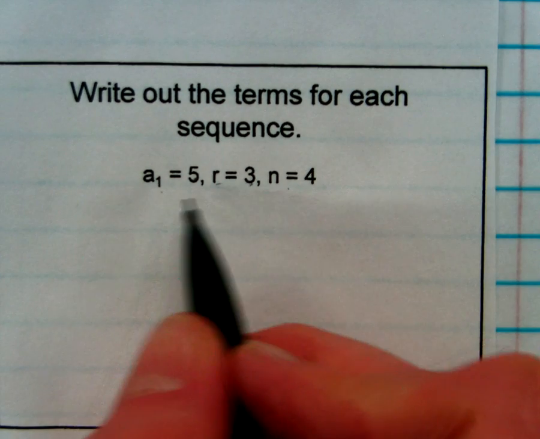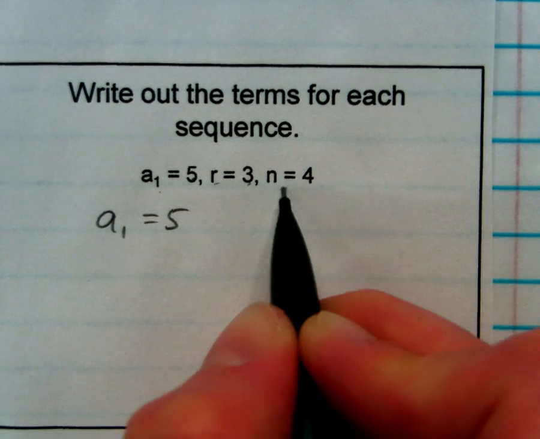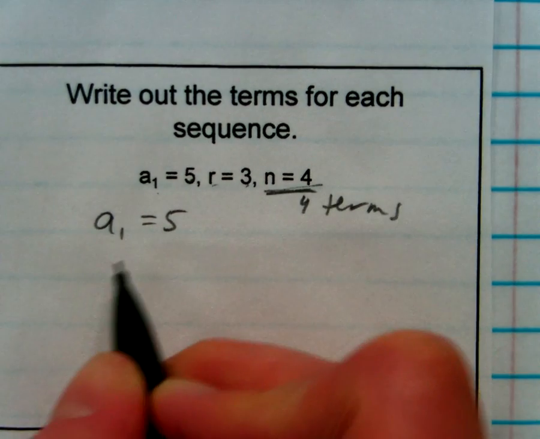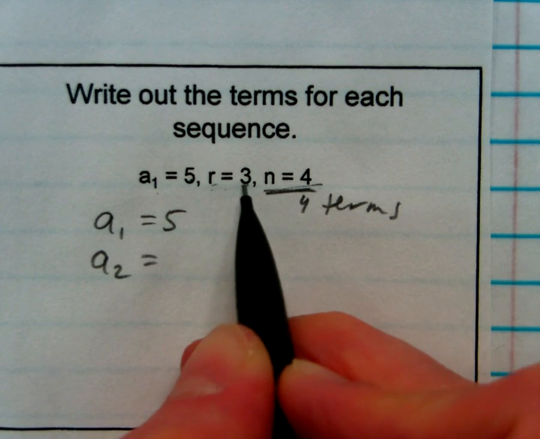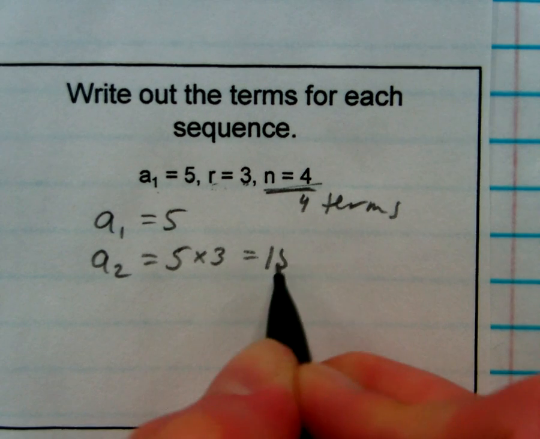If we wanted to, we could just start: A_1 is 5, and n is 4 means that we're going to have 4 terms. So A_1 is 5. A_2, we're multiplying by 3, so it'd be 5 times 3 is 15.